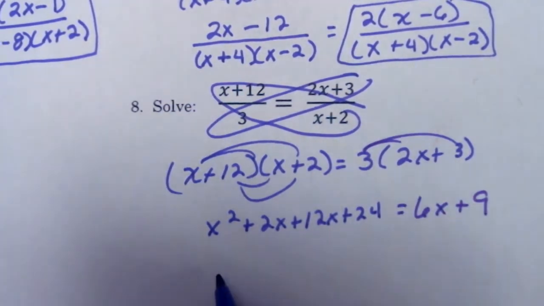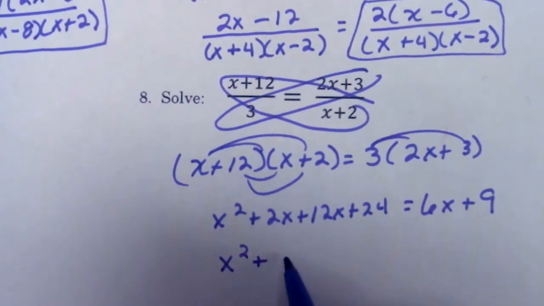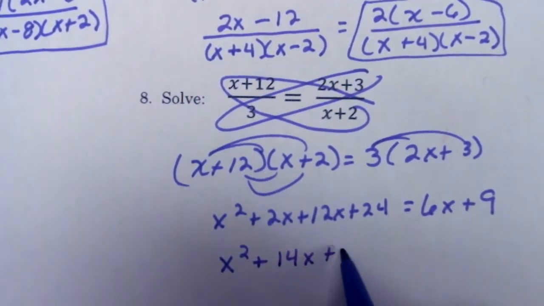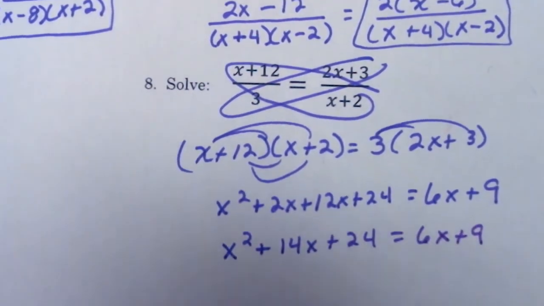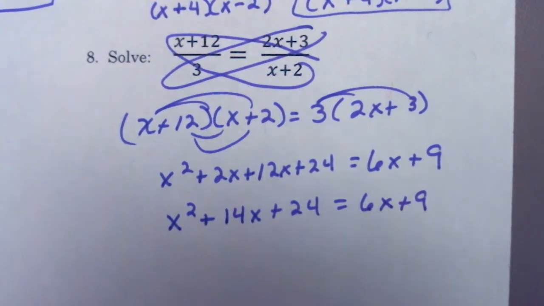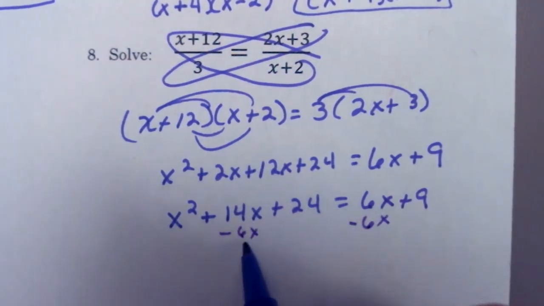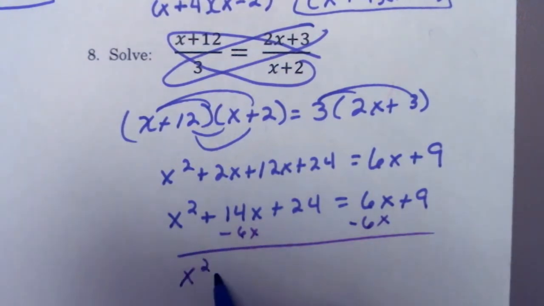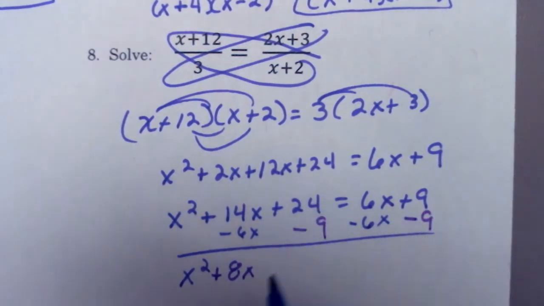Now I need to combine all the like terms and get everything to one side, so I'll do that really quickly. 2x plus 12x is 14x plus 24 equals 6x plus 9. If I'm going too fast, you can stop the video and just look at what I did. Get everything to one side, so subtract 6x from both sides. So I have x squared, 14x minus 6x is plus 8x. Ooh, I want to get rid of that 9, so I'm going to subtract 9 from both sides also right away. 24 minus 9 is 15, equals 0.